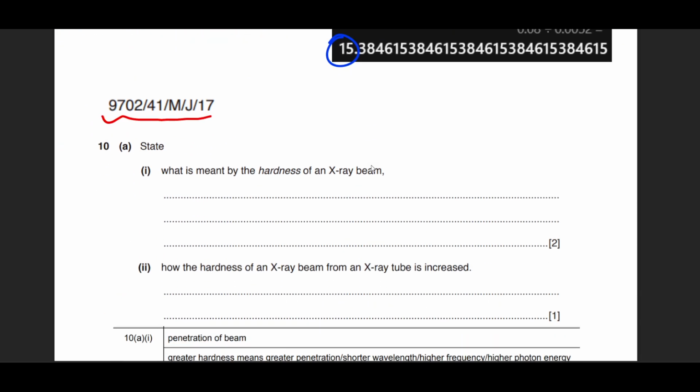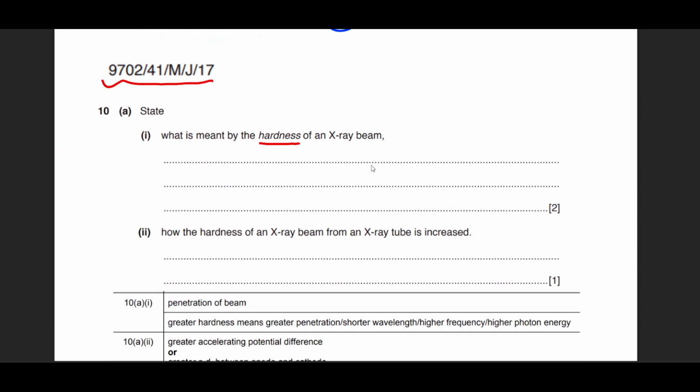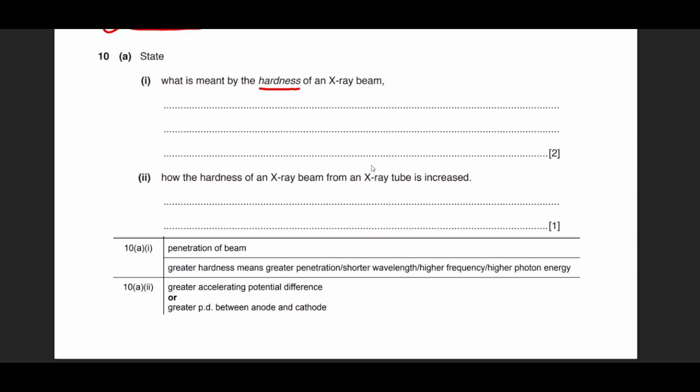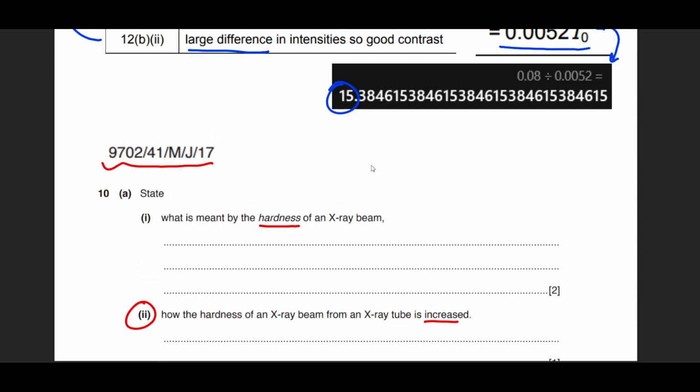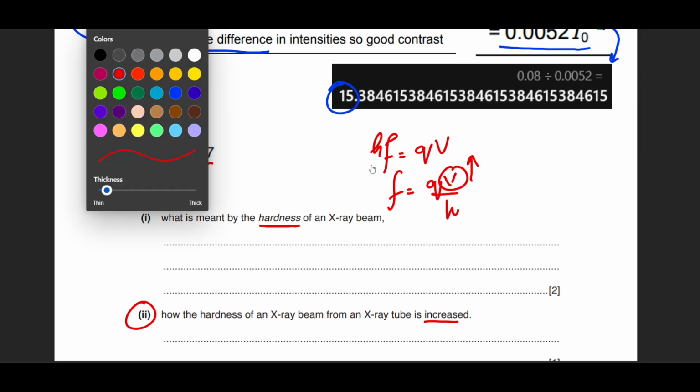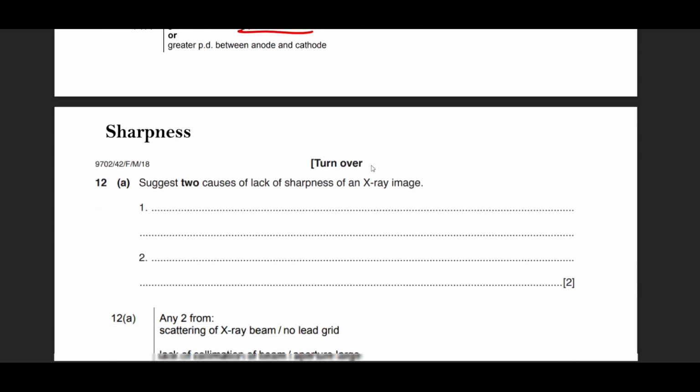Then we have this question. Okay, it deals with the hardness of the X-ray beam. It says, what is meant by hardness? Of course it deals with the penetration of the beam. It is controlled by the accelerating potential, as we understand, right? Greater penetration, shorter wavelength, higher frequency, higher photon energy. And of course, it is controlled by the accelerating potential, which is asked in the second part. How can it be increased or decreased? By changing the accelerating potential, which again comes from the same equation, that hf is equal to QV. We are dealing with f equals QV divided by h. So this is the potential voltage that we're increasing to control the hardness of the X-ray. Okay. Moving on towards the sharpness.